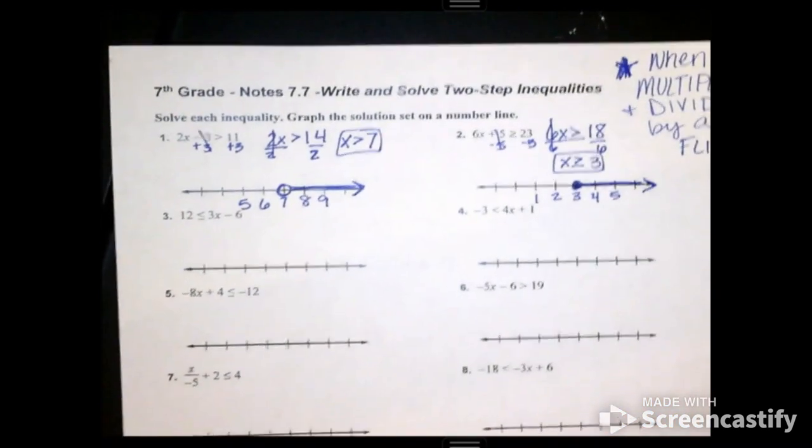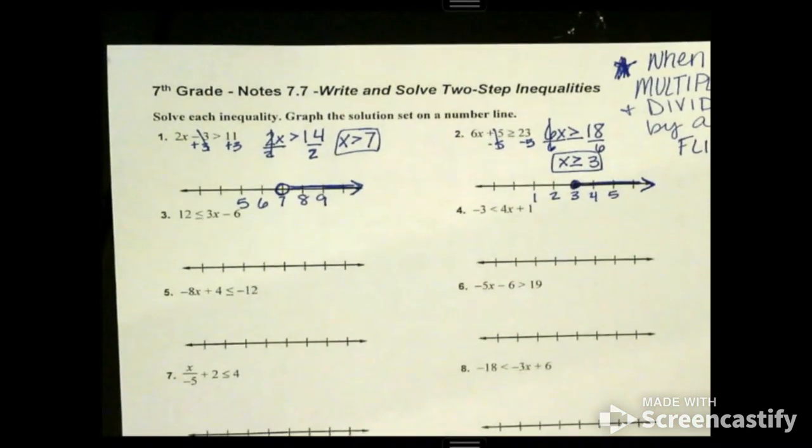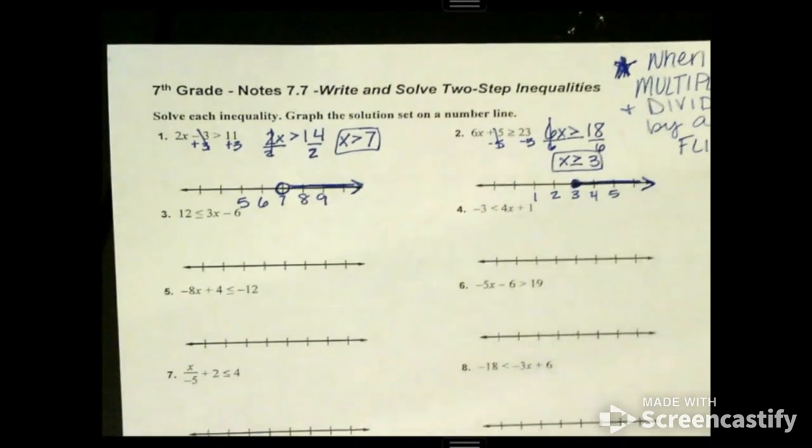Okay, y'all tell me, is that light too bright or does it look better like that? Okay.